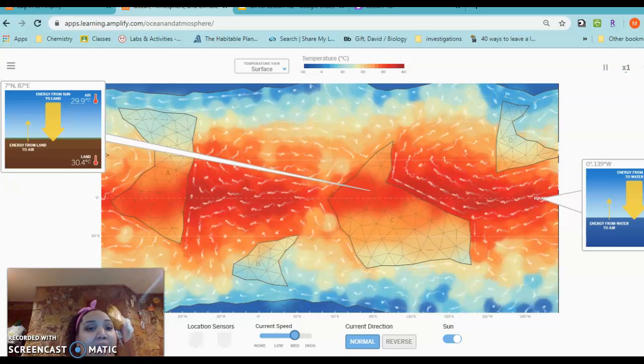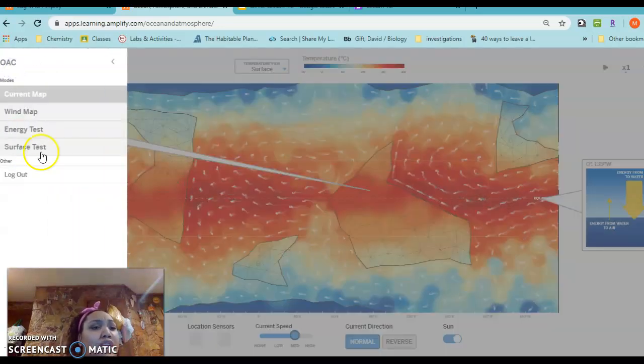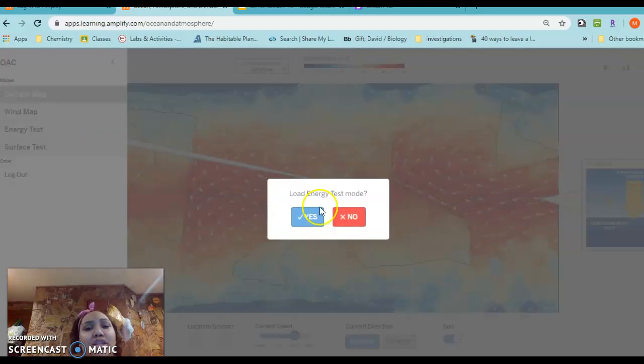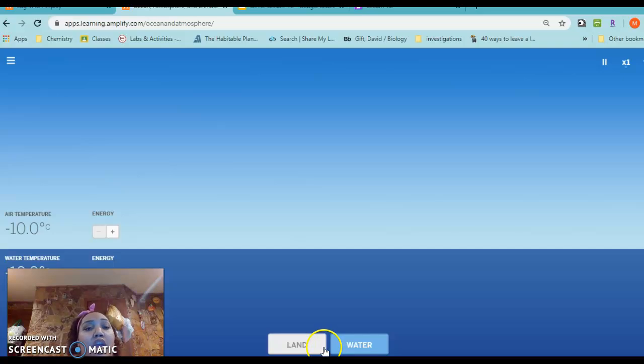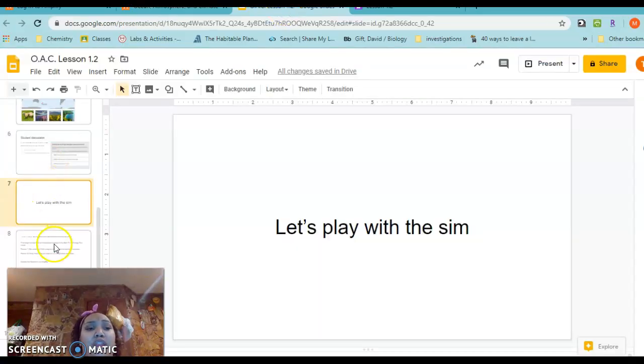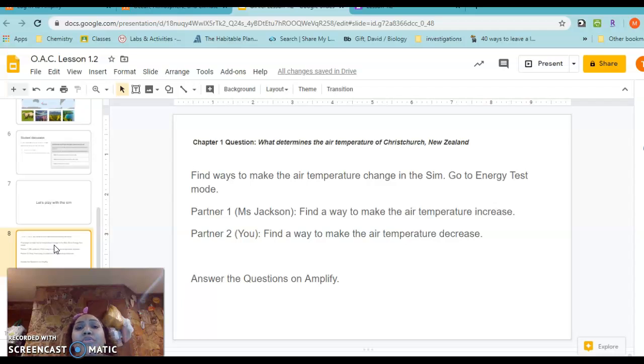Okay, so welcome back. So now we're going to look at the energy test. So load energy test mode. And notice how there are two different surfaces we can look at. So we can look at land and air, and we can look at water and air. And your challenge for this point is for you to find ways to make the air temperature change in someone using energy test mode. So in this chapter, we're going to be trying to figure out what determines the air temperature in Christchurch, New Zealand.